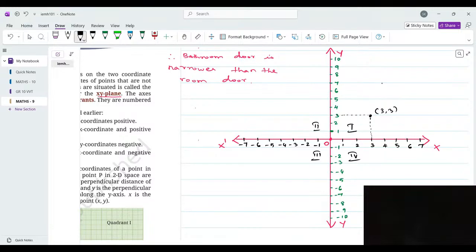Let me take this point. This is the intersection of 4 and 7, so positive 4 and positive 7. So any point chosen in the first quadrant will have the signs positive and positive.